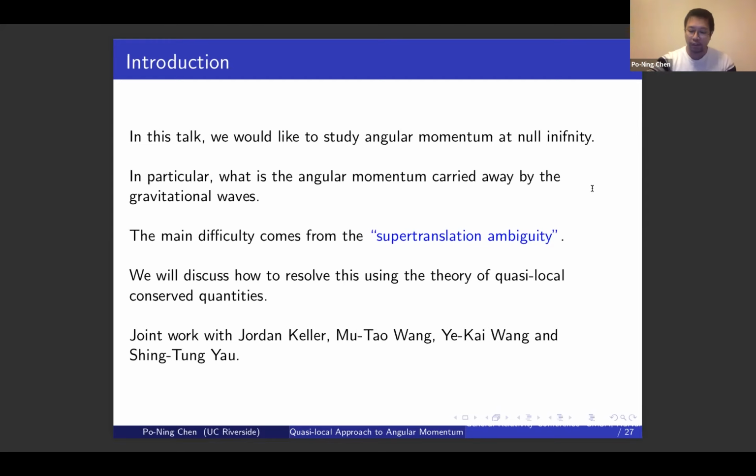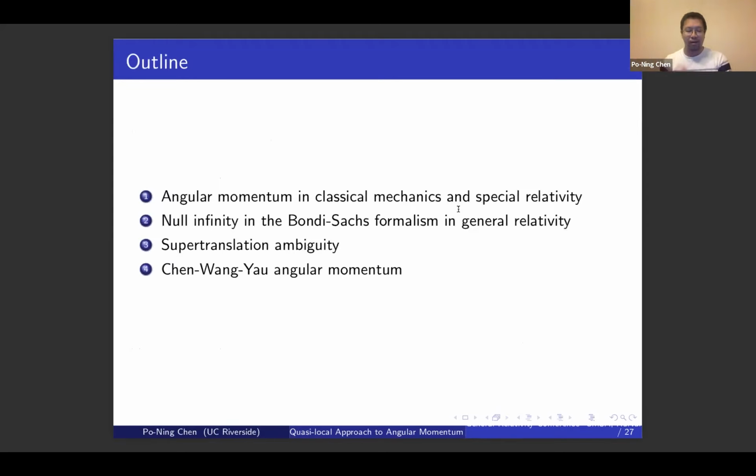Now, in the first half of the talk, I will talk about what is the difficulty that we're trying to resolve. So we'll start with the angular momentum in classical mechanics and special relativity to set the expectation of what properties one should expect for angular momentum in general relativity. Then we will specifically look at null infinity, described using the Bondi-Sachs formalism in general relativity. And in that framework, describe what the supertranslation ambiguities are and how we use the quasi-local angular momentum to resolve that issue.